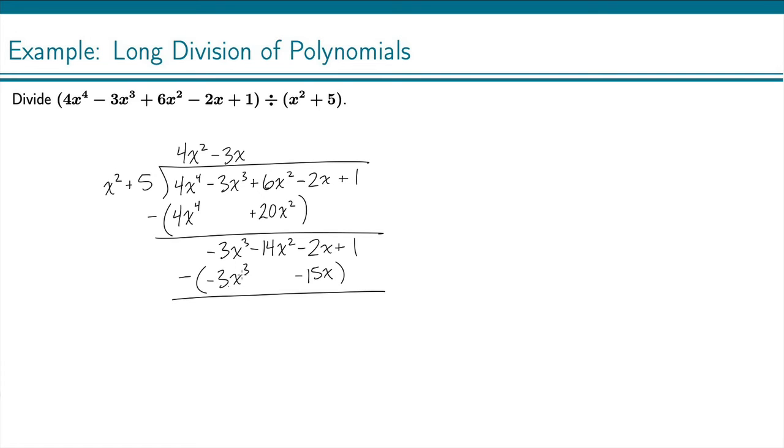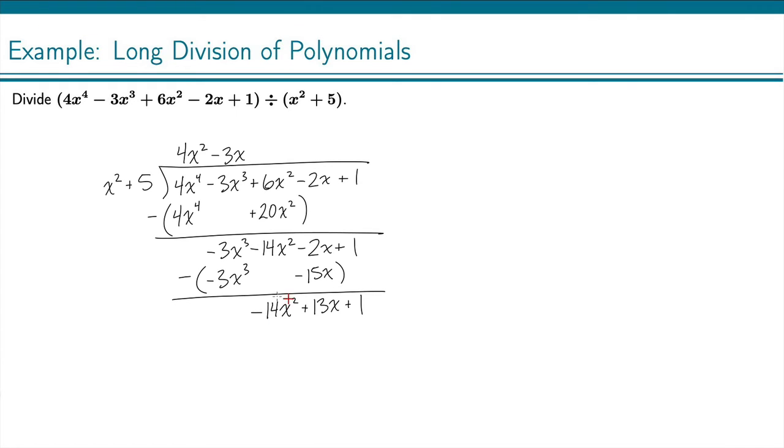And now I subtract. My first term cancels. I have negative 14x squared minus nothing, which is negative 14x squared. Negative 2x minus a negative 15x, so that's plus 15x. That gives me a 13x. And a plus 1 minus nothing is still plus 1. And then I do it again.